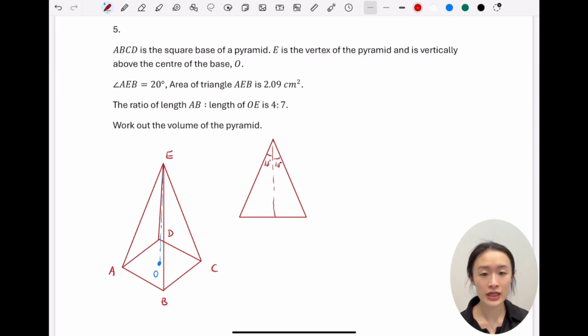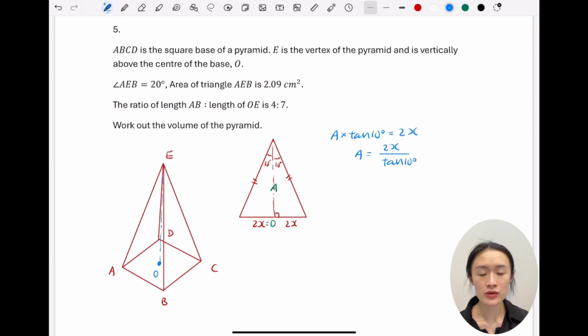AEB is 20, dividing by 2 gives us 10 degrees. If we look at this right-angled triangle, we can use trigonometry to work out the height, which is 2x over tan 10. Now there's one thing I forgot to mention. The ratio of AB and OE is 4 to 7. So that means AB can be any multiple of 4 and OE can be any multiple of 7, with x being the same number.